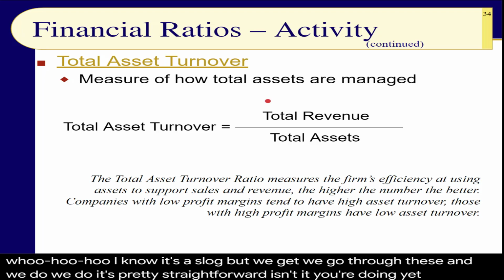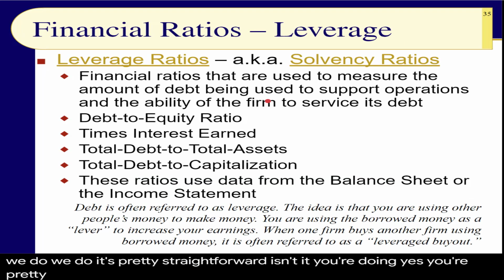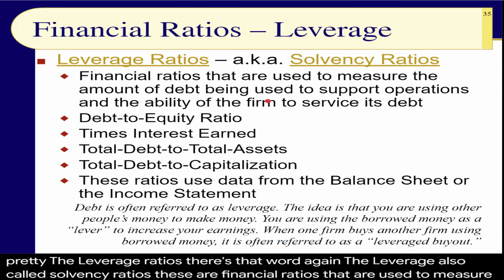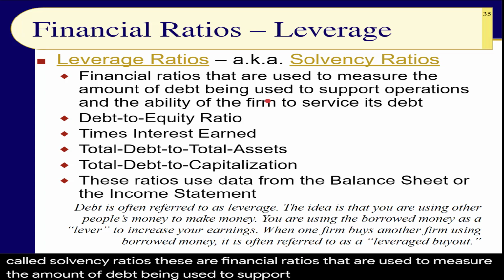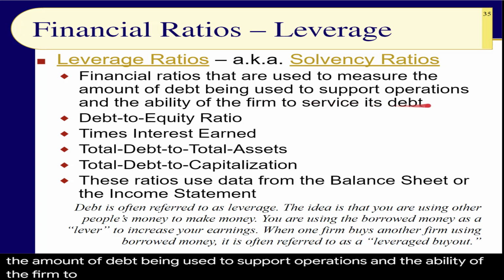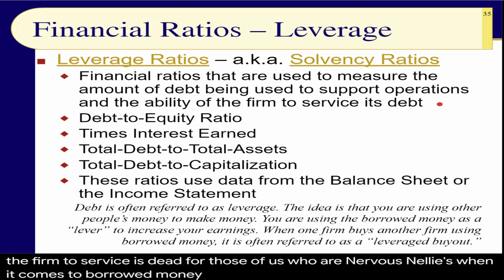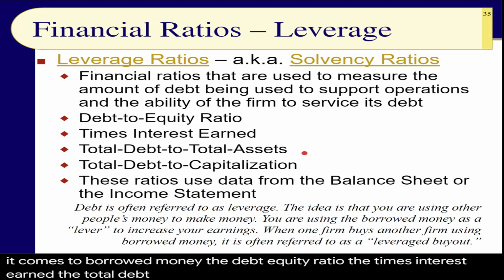So our last group, the leverage ratios. There's that word again. Leverage, also called solvency ratios. These are financial ratios that are used to measure the amount of debt being used to support operations and the ability of the firm to service this debt. For those of us who are nervous Nellies when it comes to borrowed money. The debt to equity ratio, the times interest earned, the total debt to total assets, and total debt to capitalization.